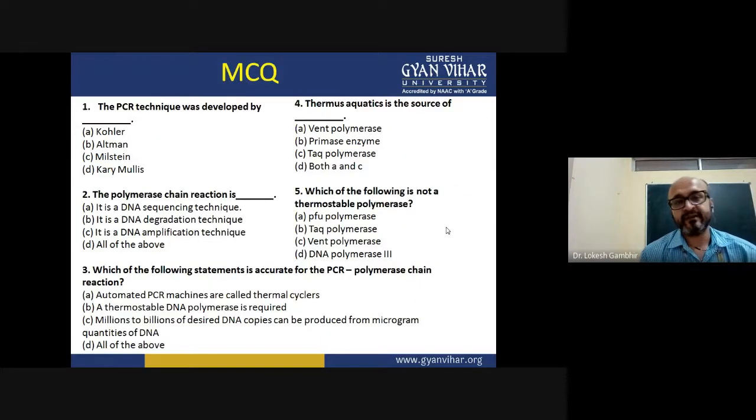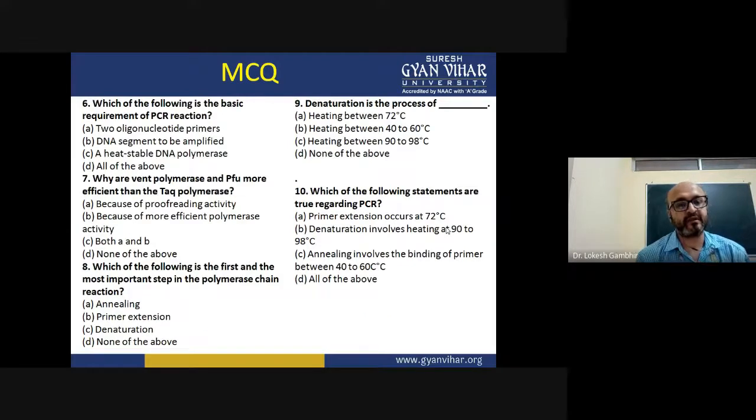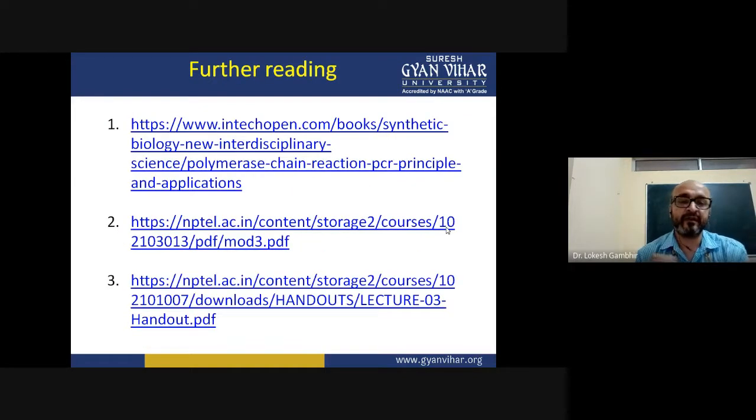So again, as is our practice, we should summarize it with MCQs for your sake, so that it brushes up all your memory of what we have read so far in this lecture. Once you go through this lecture, you will be able to answer these MCQs, like at what temperature denaturation happens, which of the following is the basic requirement of the PCR reaction, and which of the following is the first and most important step. All these questions will be very helpful for your understanding, and for further reading I have given you these links. You can go ahead and understand the concept of PCR by using these links.